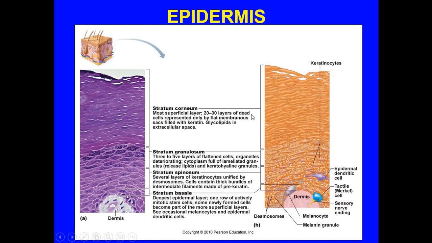20 to 30 layers of dead cells, represented by flat membranous sacs filled with keratin. There are some glycolipids in the extracellular space. Now, a couple of things. How do I get a difference between thick and thin?